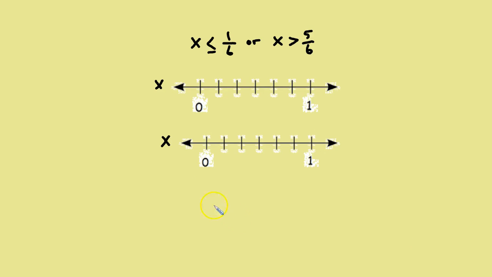Let's look at one more. It's called an OR statement. So here we have x is less than or equal to 1/6 or greater than or equal to 5/6. Well, you'll notice that I've got 1, 2, 3, 4, 5, 6. I've already got 6 sections here. So 1/6 is going to be right here. And because it's less than or equal to on 1/6, that's 1/6 right there.